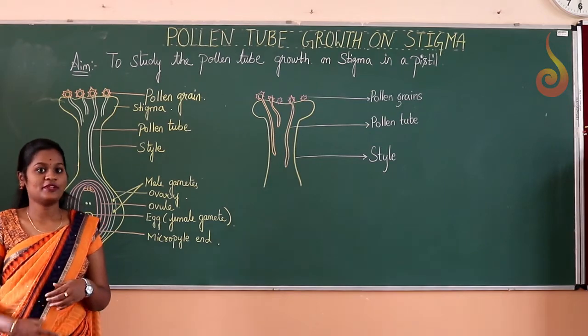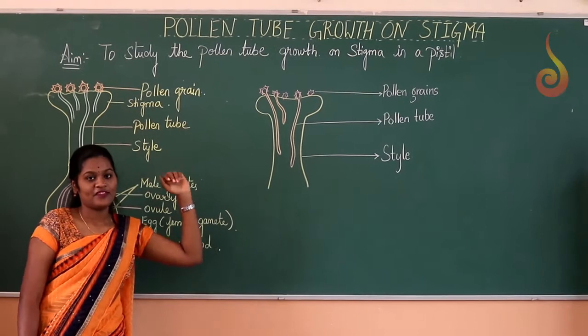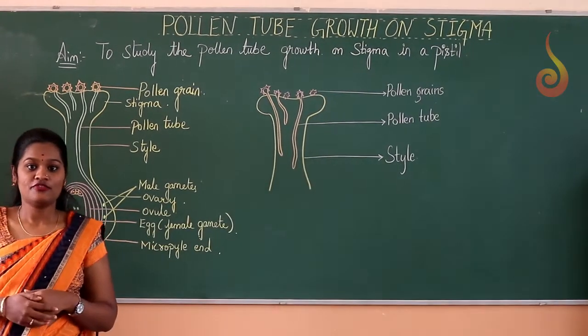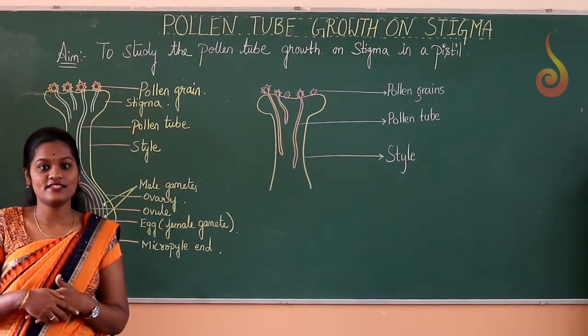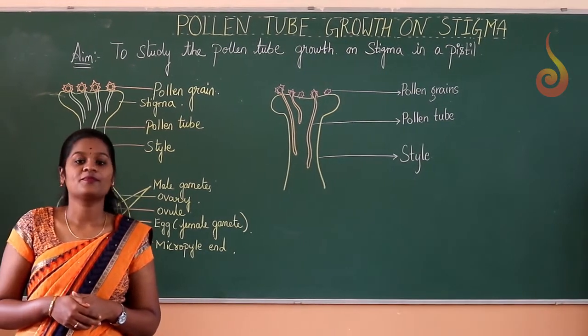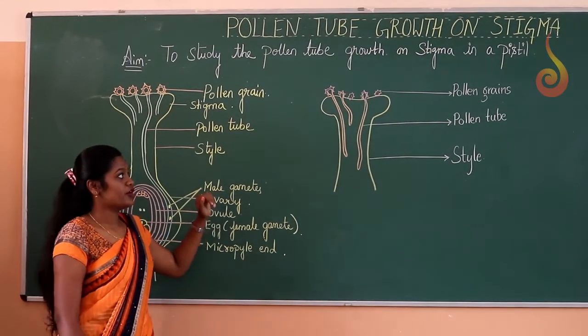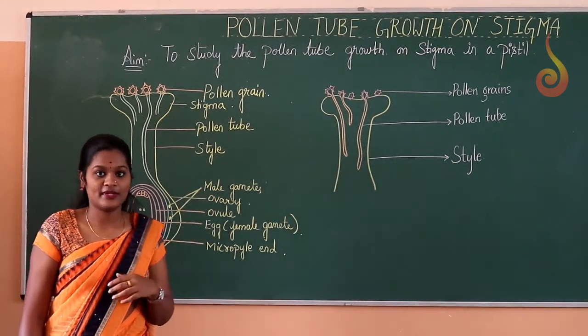Today we'll learn experiment number 3, that is pollen tube growth on stigma. This experiment carries 5 marks, where 3 marks are for your slide preparation and 2 marks are for your results. The main aim of this experiment is to observe the growth of pollen tube on stigma.